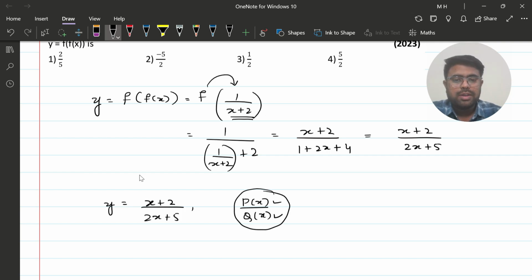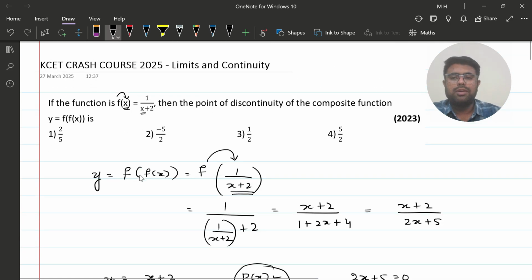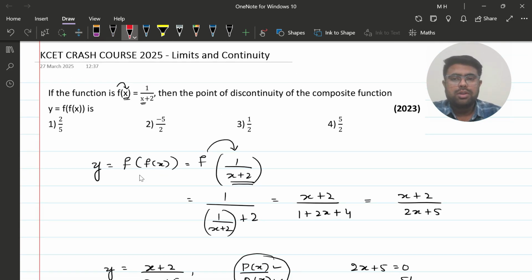Therefore it is everywhere continuous except at the points where the denominator is 0. Can the denominator be 0 here? The denominator can be 0 at which point? If I equate 2x plus 5 to 0, the value of x is going to be minus 5 by 2. So I can say that this function, that is y equal to x plus 2 divided by 2x plus 5, is discontinuous when 2x plus 5 is equal to 0. Therefore it is discontinuous when x is minus 5 by 2. Therefore it is going to be option 2. So at minus 5 by 2, this function is going to be discontinuous.